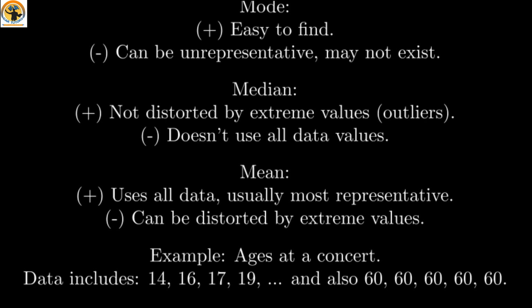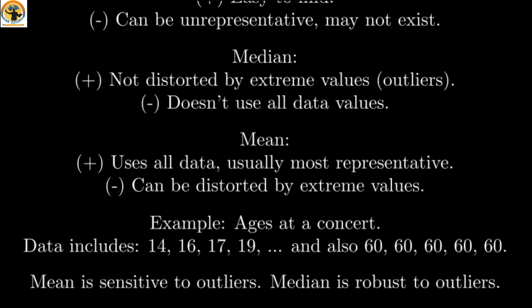These seem to represent the typical concert-goer well. However, the 5 60-year-olds will pull the mean age up significantly, perhaps to something like 25 or 26. If the band claimed the average age of their audience was 26, it would be technically true if they used the mean, but it would be misleading. In this case, the median would be a more honest representation of the typical audience member's age because it is not distorted by the extreme values.